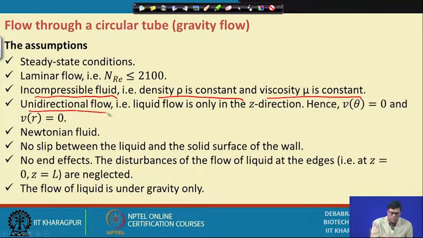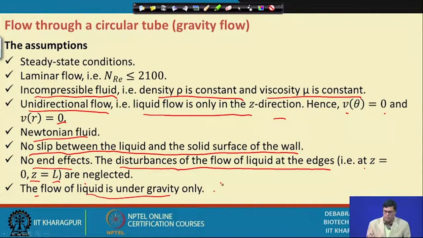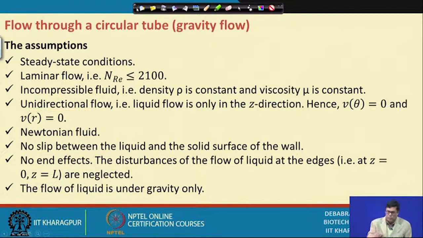So, unidirectional flow, liquid flowing only in the Z direction, V theta equal to 0 and V R equal to 0. Newtonian fluid, no slip between the liquid and the solid surface of the wall, no end effect, the disturbances of the flow of the liquid at the edges Z equal to 0 and Z equal to L are neglected, and flow of the liquid under gravity only. So, these are the assumptions we made to analyze this fluid.